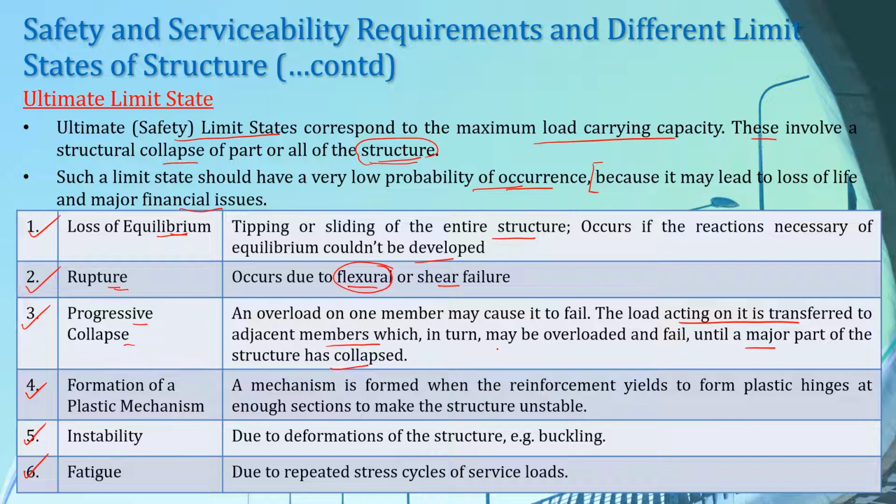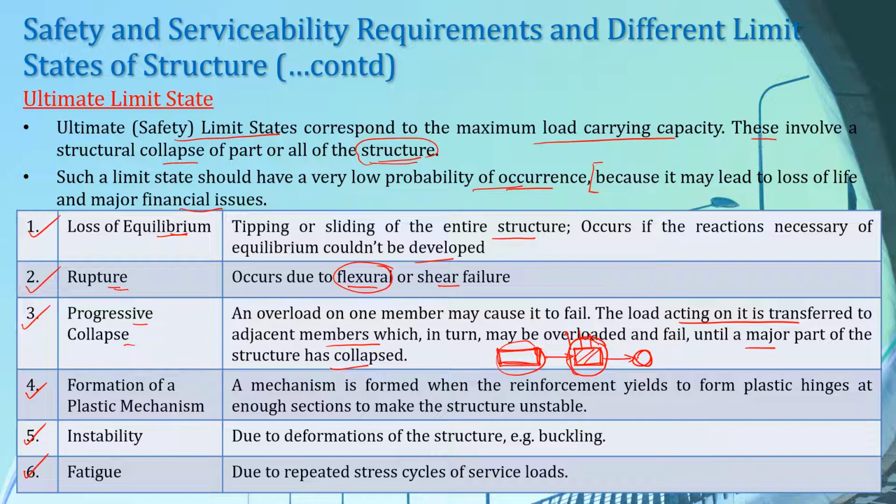That means if we have a member here and for some reason this member is overloaded and not able to resist the load coming onto it, this member fails because its load carrying capacity has been exceeded. When this member fails, the load acting on it is transferred to another adjacent member. Now this second member becomes overloaded because an excess amount of load has come onto it, its load carrying capacity is also exceeded, and consequently this member also fails.